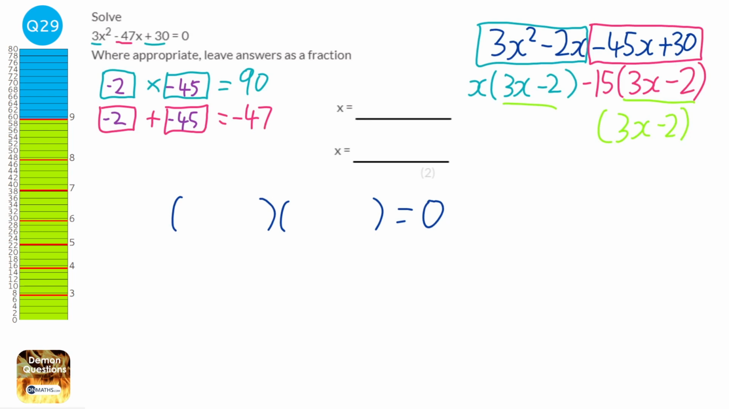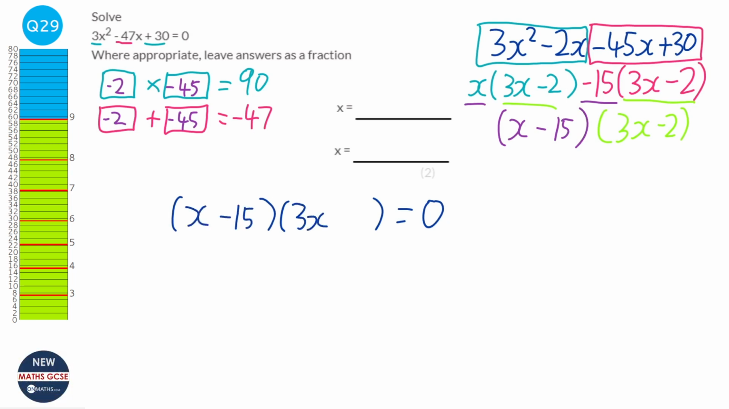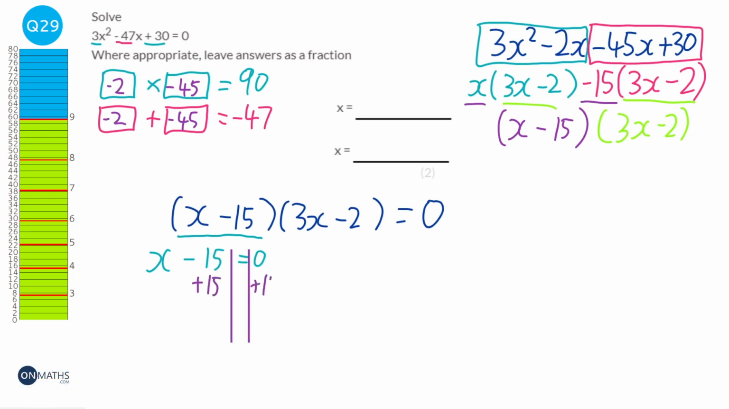And then we've got our repeating bracket here, so that would be 3x minus 2 in the second bracket, and then we've got this x and the minus 15 on the outside. So x minus 15 has its own bracket. So we know that it's going to be x minus 15 and 3x minus 2. Then we get this, and we get it equal to 0 and solve it. Get our lines in. Plus 15 both sides. So we get x equals 15, and that is one of our solutions.